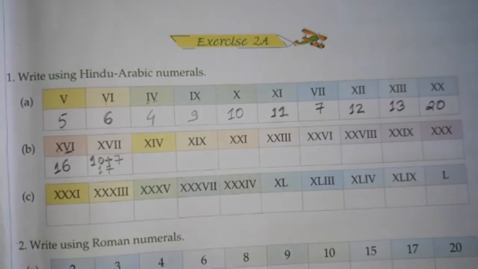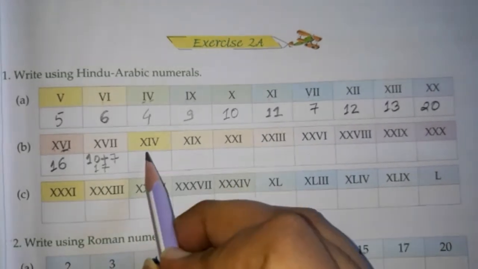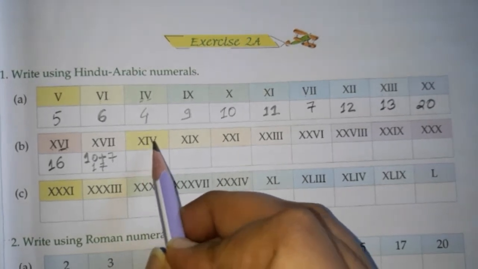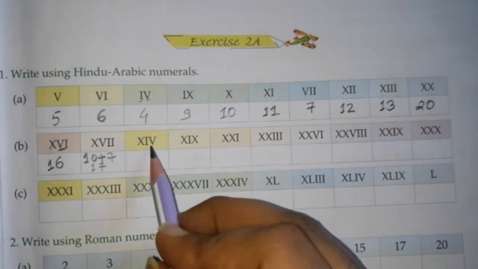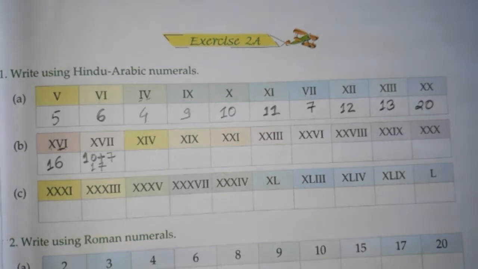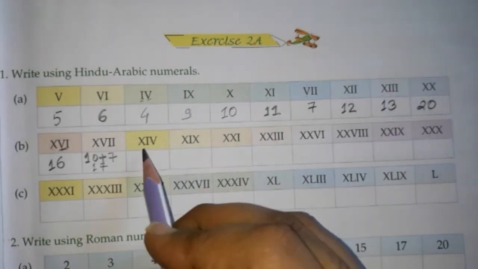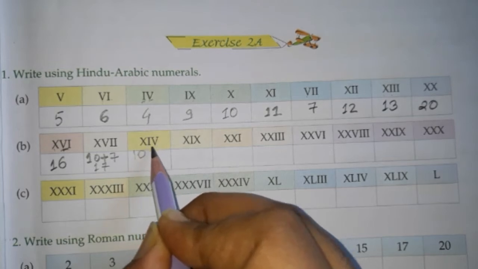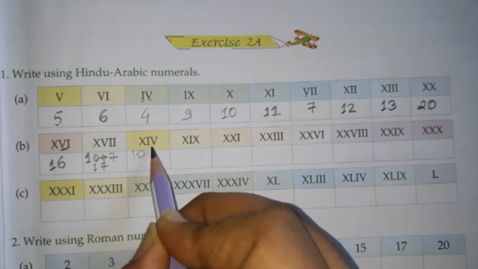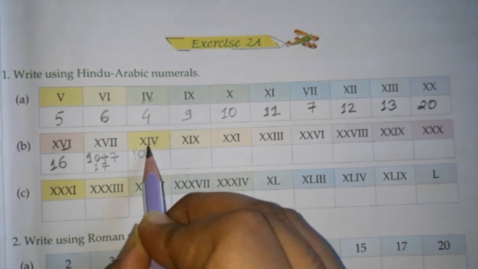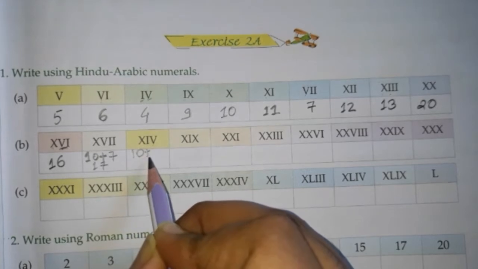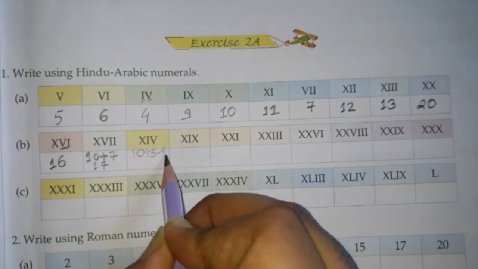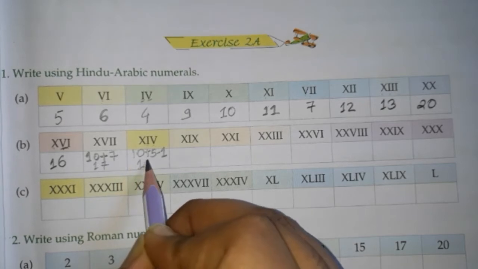According to rule number 5, if a smaller number is written in between two larger numerals, it will get subtracted from the number which is at its right. X means 10, and this I will be subtracted from the number which is at its right. So V means 5 and I means 1. This 5 minus 1 will become 14.